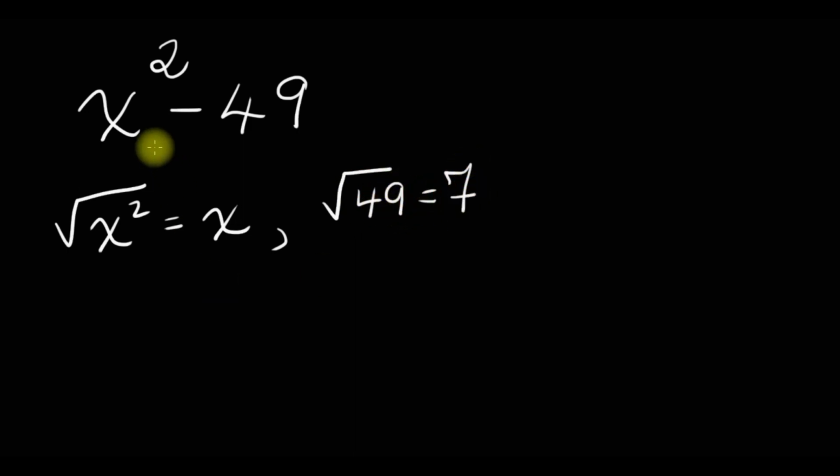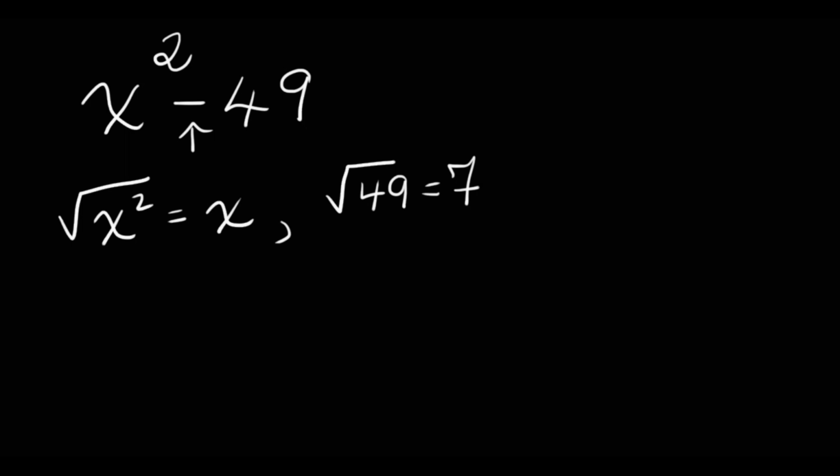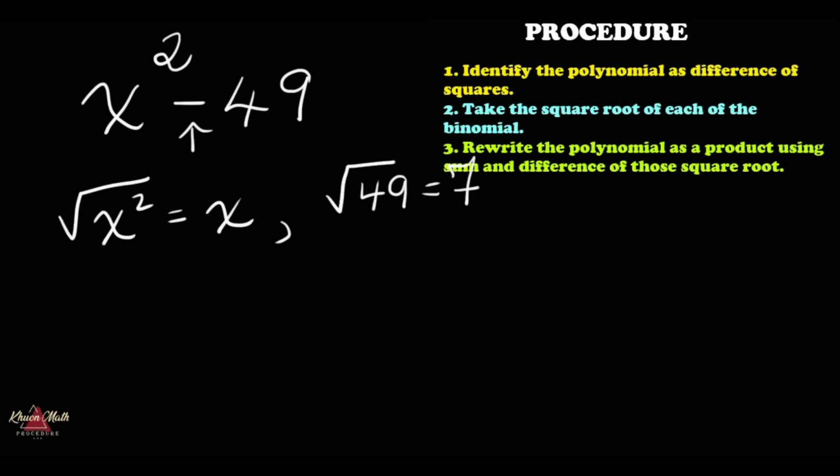So yes, x squared is a perfect square. 49 is a perfect square. Is it a difference? Yes, it is. It's minus. So therefore, we have a difference of two squares. So how do we factor a difference of two squares? Well, we have a procedure that we can use to factor it. So here it is. Here's your procedure.